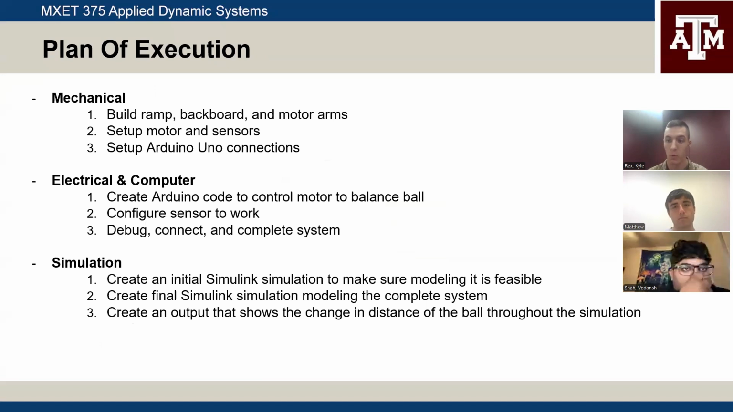So for this, our plan of execution is, for mechanical specifically, we need to build the ramp, backboard, and motor arms of the system. And then we need to set up the motor and sensors, and we also need to set up the Arduino Uno connections as well.